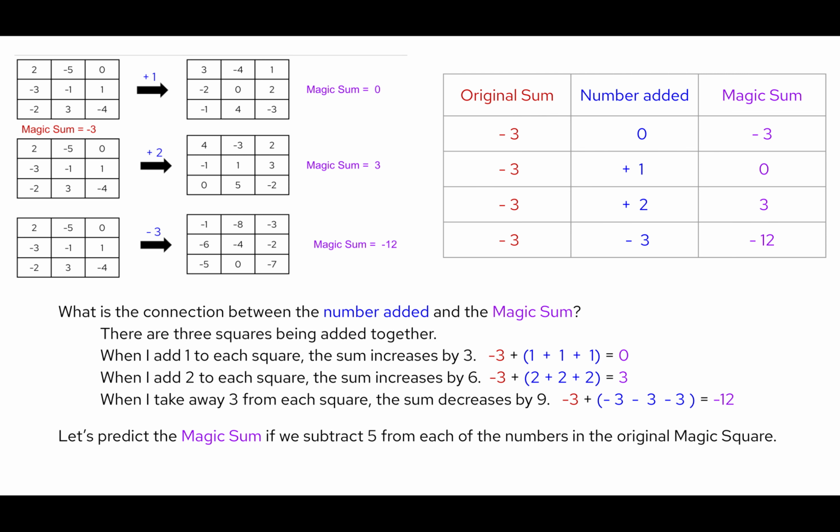So now let's predict the magic sum if we subtract 5 from each of the numbers in the original magic square. Well, that means I need to subtract 5 from each of the 3, right? Because here I added 1 to each of the 3. Here I added 2 to each of the 3. I added -3 to each of the 3. So this time I'm going to add -5 to each of the 3 squares. So I start with my original sum, -3, and then add -5, -5, -5. And that's going to give me -18 as my new magic sum, because -15 plus -3 is -18.